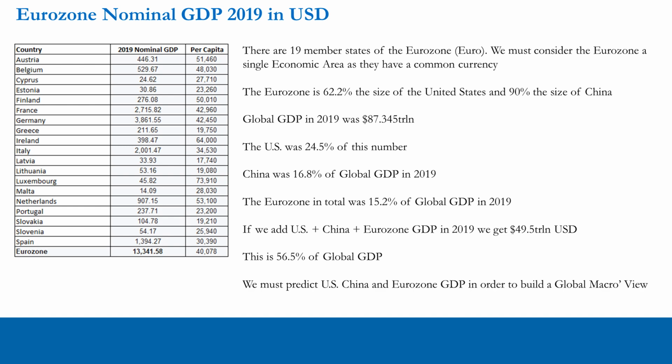Now, if we add the US, China, and the Eurozone GDP together in 2019, we get to a figure of 49.5 trillion US dollars. And that's equivalent to 56.5% of global GDP. So you can see that the Eurozone is obviously a very important economic area.